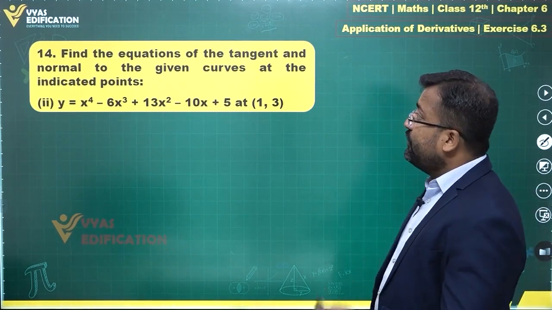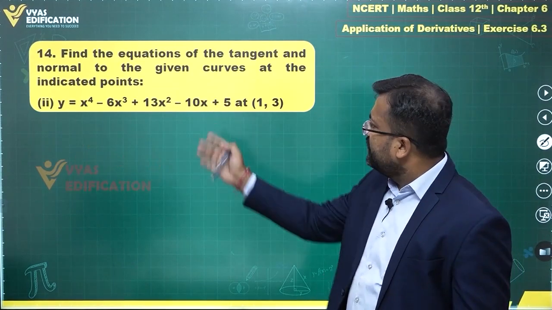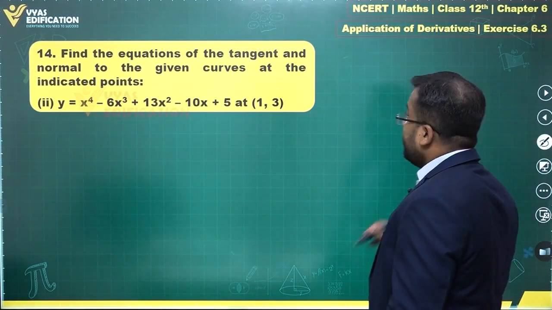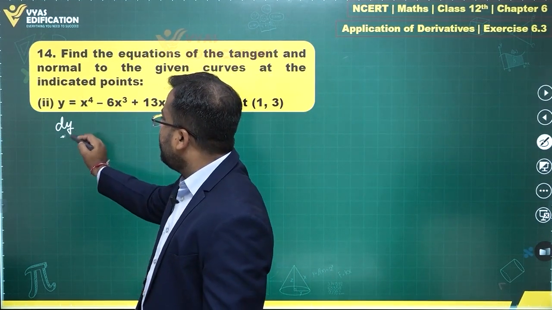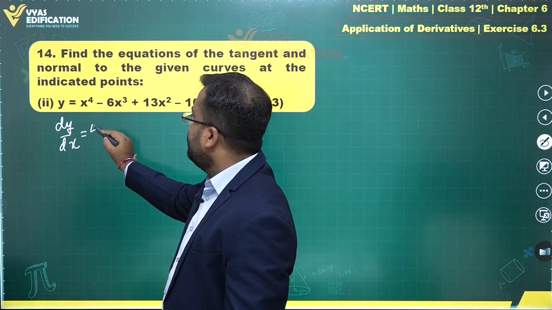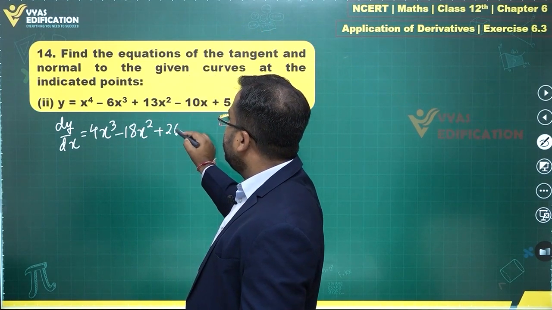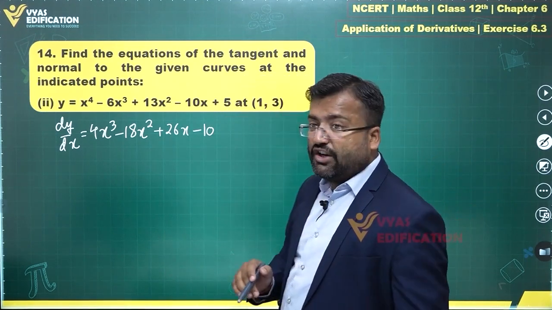Second part of this 14th question says that we are given a curve which is, as you can observe, similar, but the point is different over here. And we are supposed to find the equation of normal and tangent. Let's begin with finding the derivative. dy over dx is equal to what? 4x power 3 minus 18x power 2 plus 26x minus 10 is what I have. And we are given the point 1, 3.